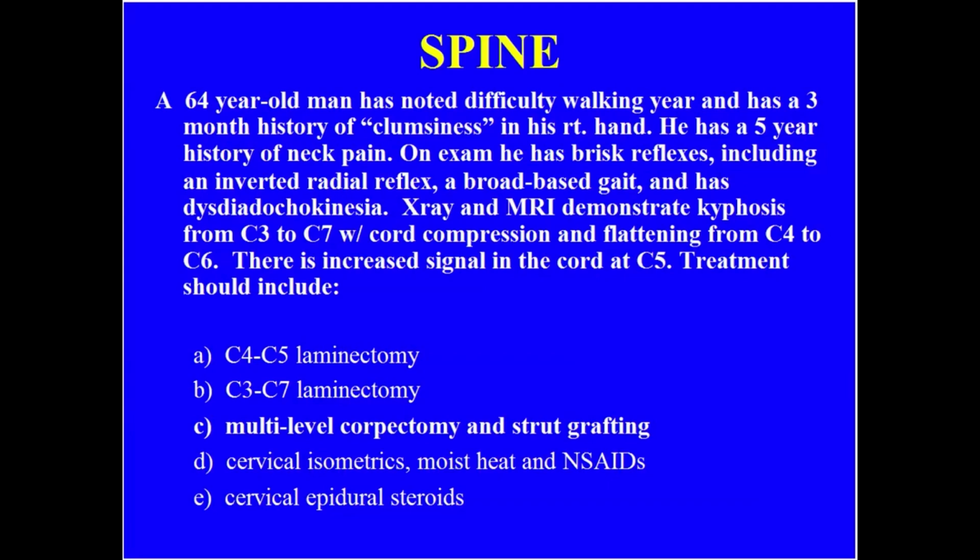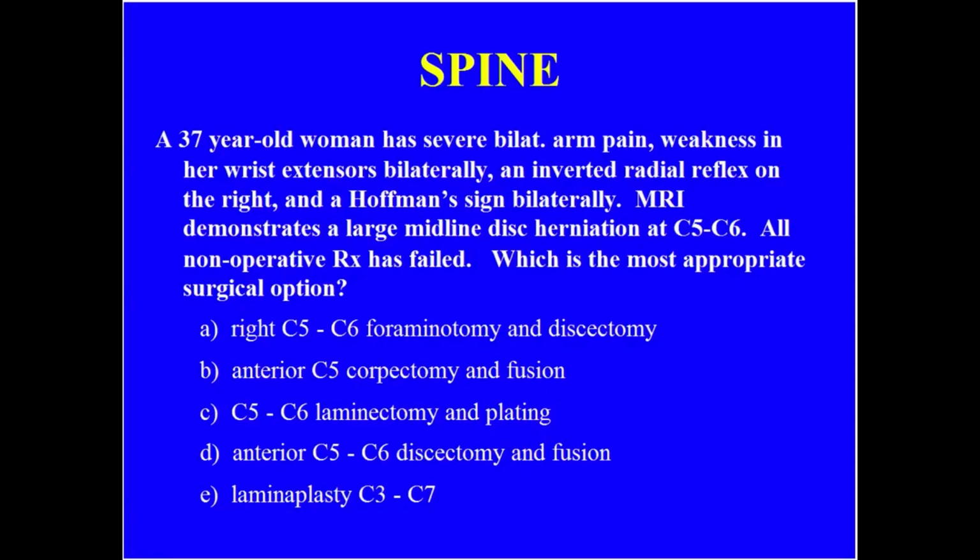Okay. A 37-year-old woman has severe bilateral arm pain, weakness in her wrist extensors bilaterally, an inverted radial reflex on the right, and a Hoffman sign bilaterally. MRI demonstrates a large midline disc herniation at C5, C6. All non-operative treatment has failed. What's the most appropriate surgical option?